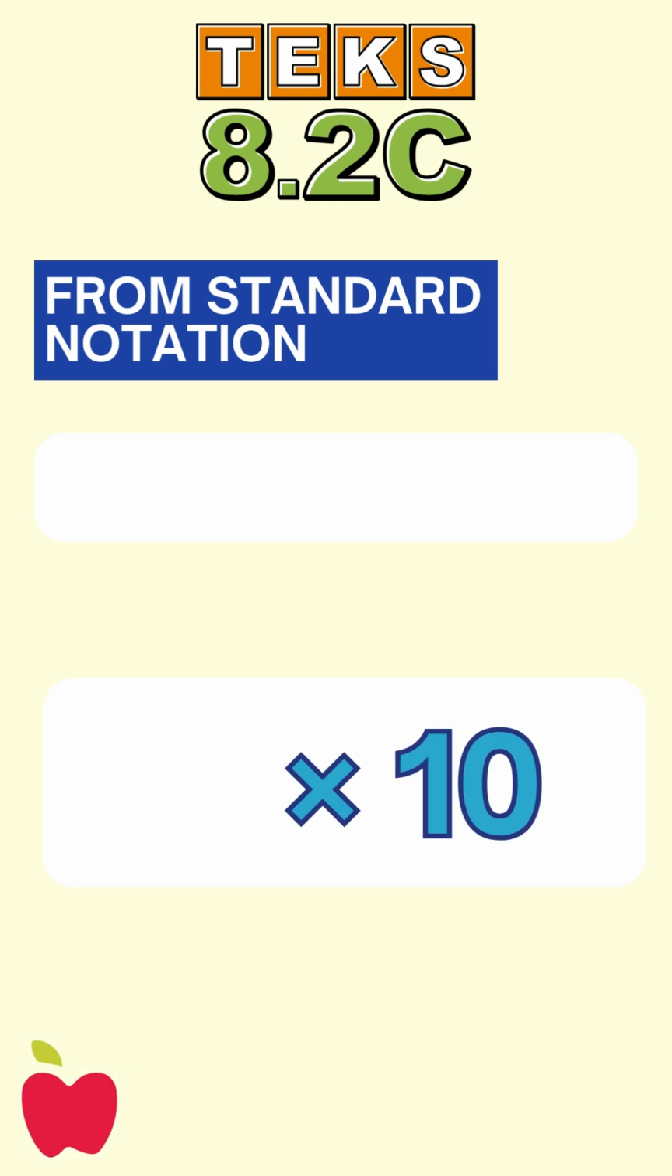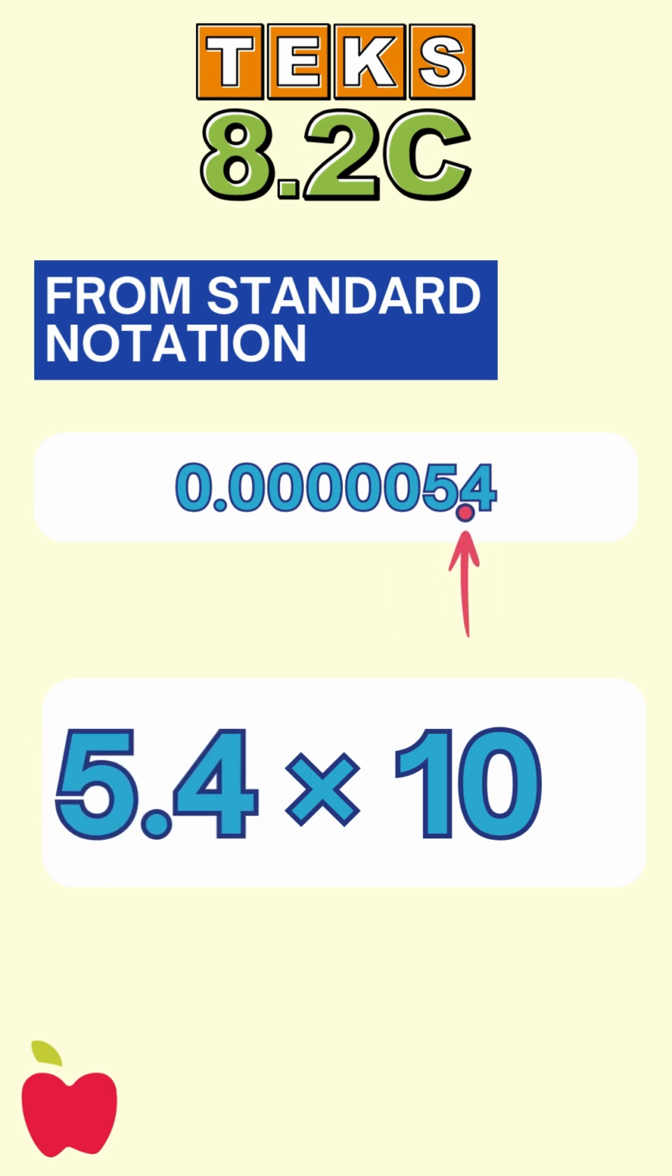Next, for a smaller number, like 5,400,000ths, move the decimal point to between the first two digits, 5 and 4. For this one, you move the decimal 6 places to the right. So 5,400,000ths becomes 5 and 4/10 times 10 to the power of negative 6.